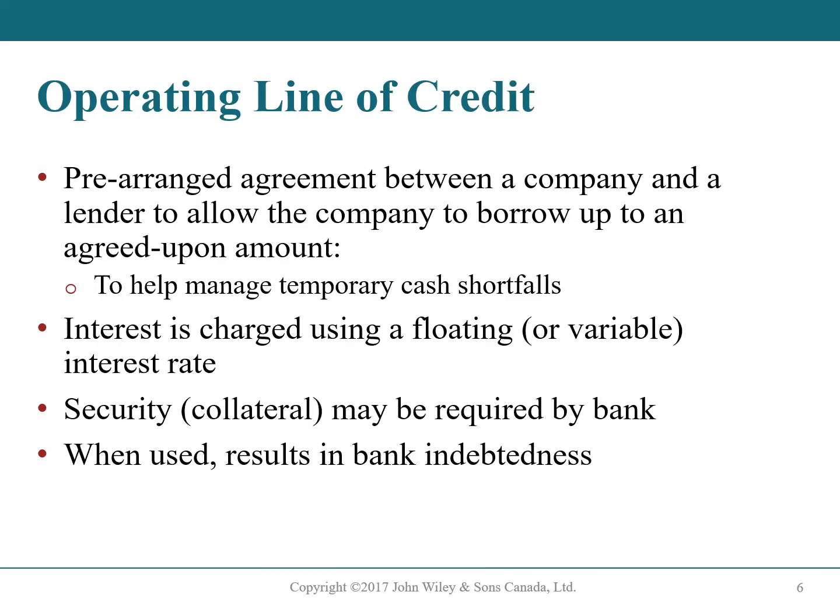Operating line of credit. The amount of cash a company has available may be less than it actually requires. So companies may borrow cash from banks or other financial institutions by obtaining an operating line of credit. This is also known as a credit facility to help them manage temporary cash shortfalls. This means that the company has been pre-authorized by the bank to borrow money up to a preset limit when it is needed. Interest is usually charged at a floating interest rate on any amounts from the line of credit.